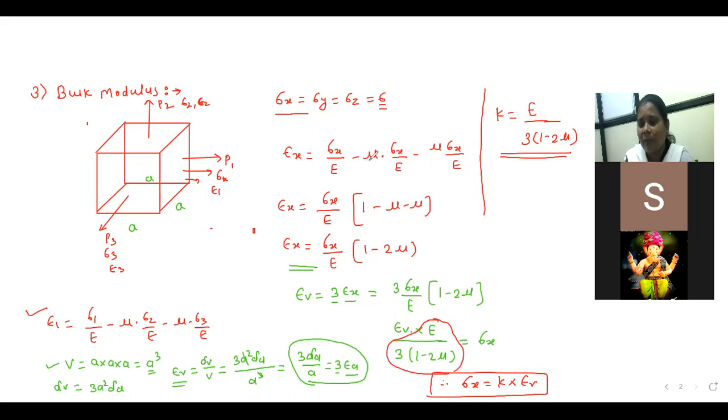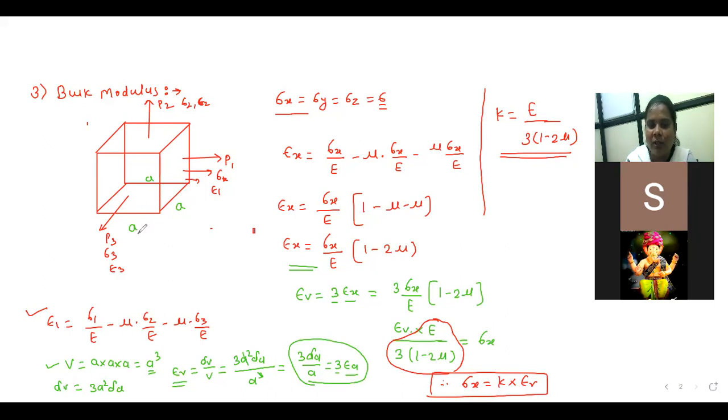After that, I have taken sigma x upon E as common. See here what we did: we took sigma x upon E common. So in the bracket, 1 is remaining, and minus mu and minus mu are remaining. So epsilon x is equal to sigma x upon E in bracket 1 minus 2 mu. After that, one basic concept you have to learn.